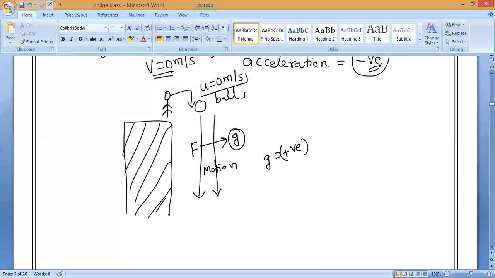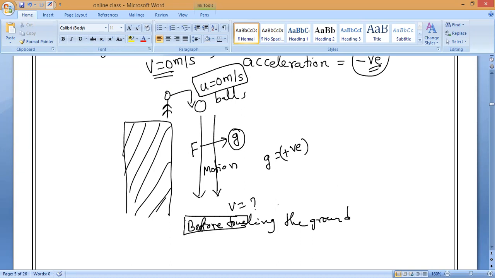When the ball is thrown, when any body is falling freely towards the ground, then initial velocity is 0. And before touching the ground, final velocity will be there. Do you understand, everybody? Before touching the ground, it will have maximum velocity, that is the final velocity. After touching the ground, the body will come to rest, so final velocity will become 0. That is why we always calculate before touching the ground.